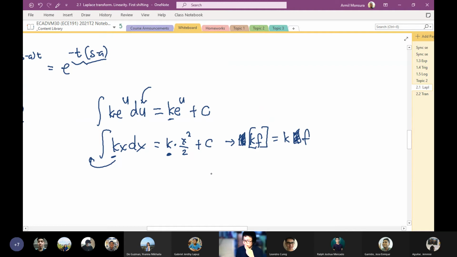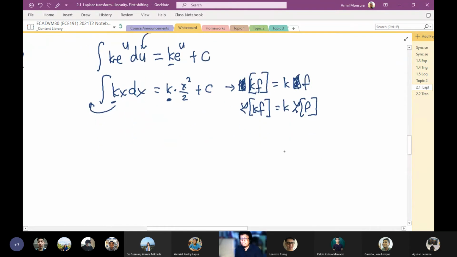Same thing with the Laplace transform. If you're taking the Laplace transform of a function multiplied by a constant, we take out the constant and then operate on the function. So that's one aspect of linear operations that we know. Is that clear? Okay, that's one. Number 2.